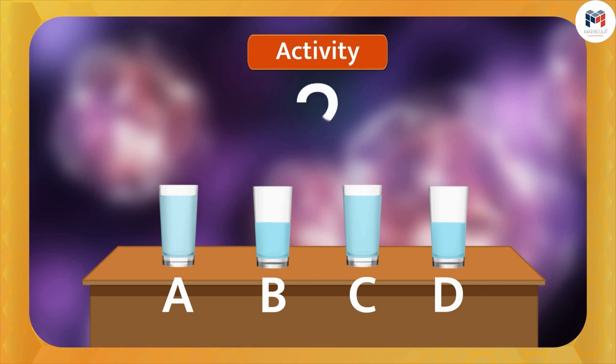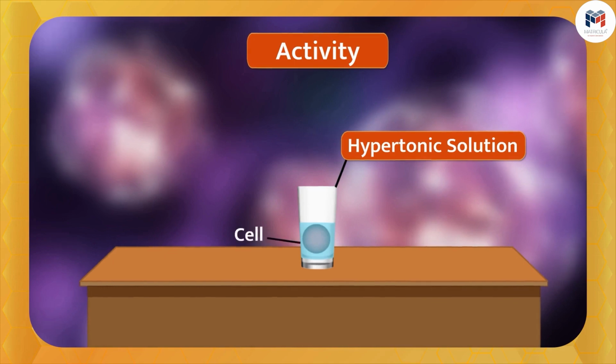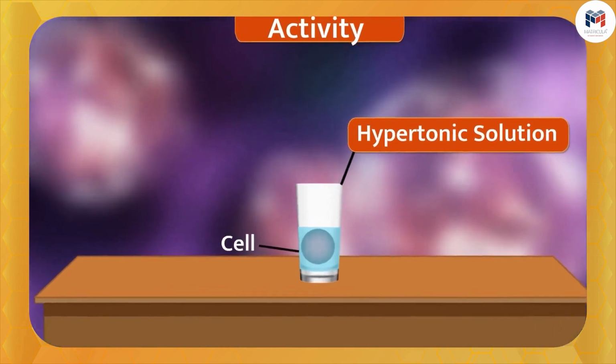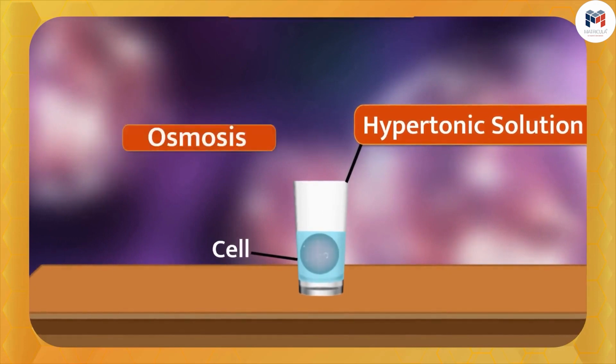If you put a cell into these solutions, let's see. First of all, put the cell in the hypertonic solution. In this solution, the concentration of water is less than that of the cell. So guys, what will happen here? Yes, osmosis. The water of the cell will come out of the plasma membrane and gradually the size of the cell will decrease.